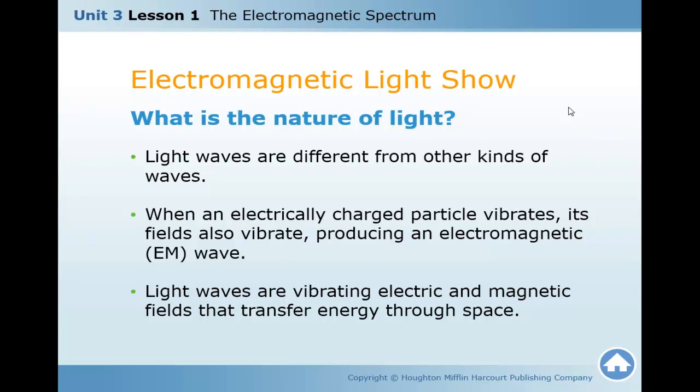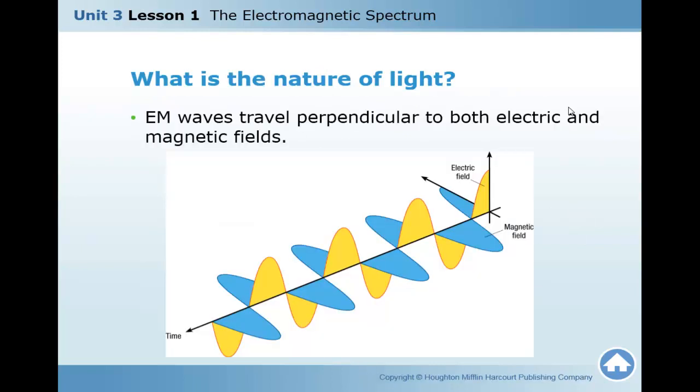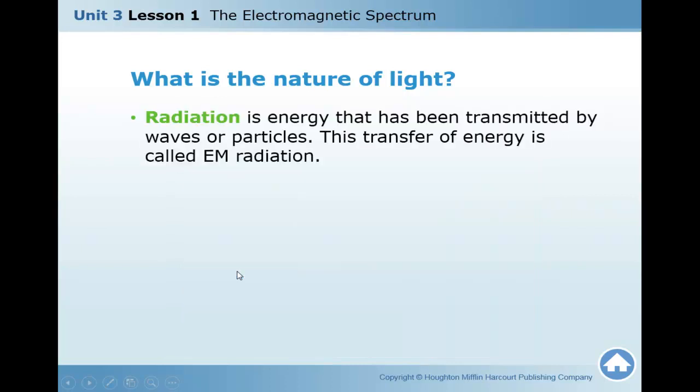Light waves are vibrating electric and magnetic fields that transfer energy through space. Did you see? EM waves travel perpendicular to both electric and magnetic fields. Here, this is an electric field in this direction and this is the magnetic field in this direction, and the electromagnetic wave moves perpendicular to the electric field and perpendicular to the magnetic field. It moves perpendicular to both.